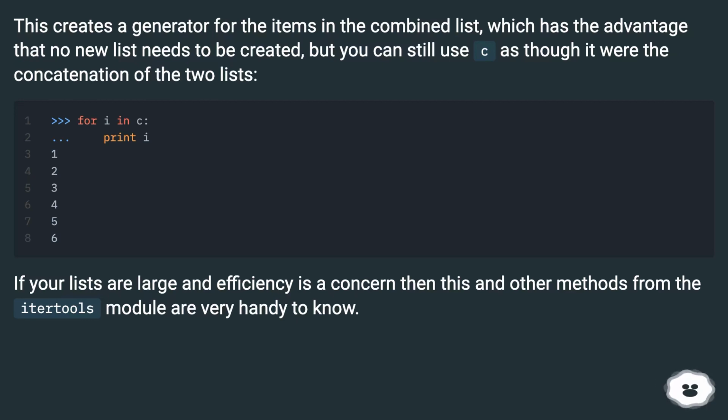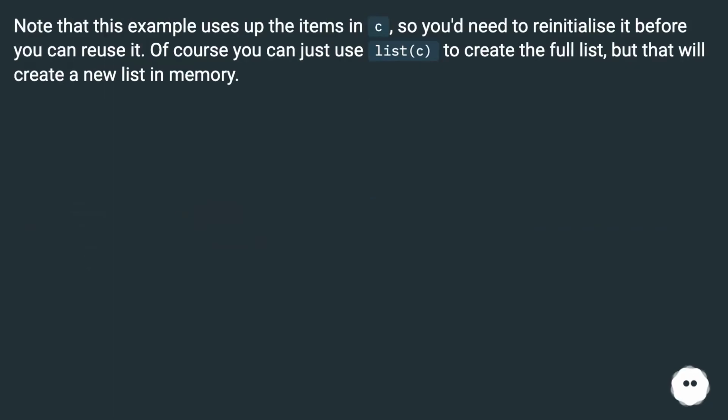If your lists are large and efficiency is a concern, then this and other methods from the itertools module are very handy to know. Note that this example uses up the items in C, so you'd need to reinitialize it before you can reuse it. Of course you can just use list(C) to create the full list, but that will create a new list in memory.